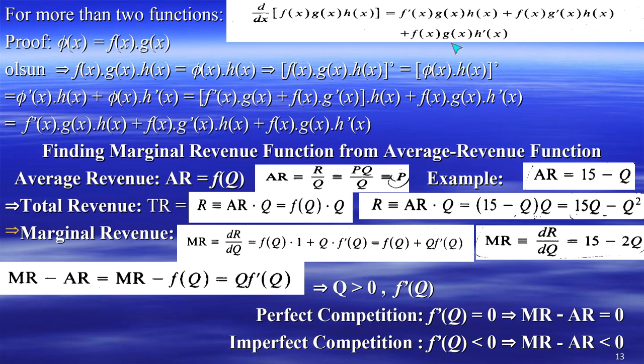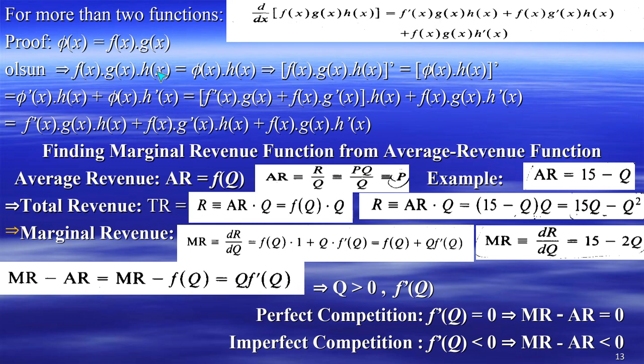This is the general rule. How can we prove it? If we have the case with the two functions in hand, it's very easy to generalize it. What shall we do? We'll just say that phi of x, this general function, is equal to f of x times g of x.